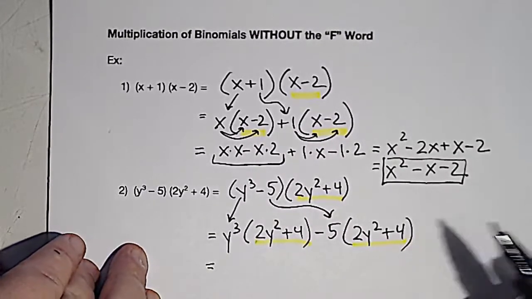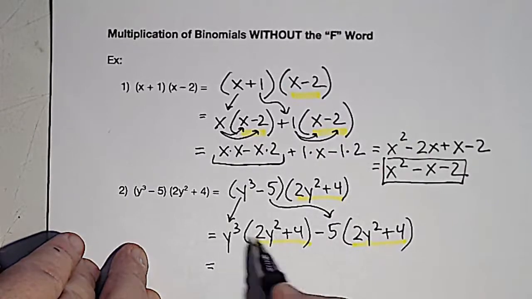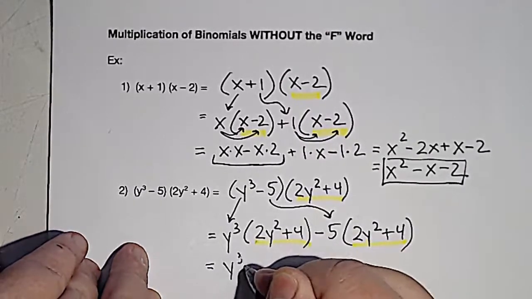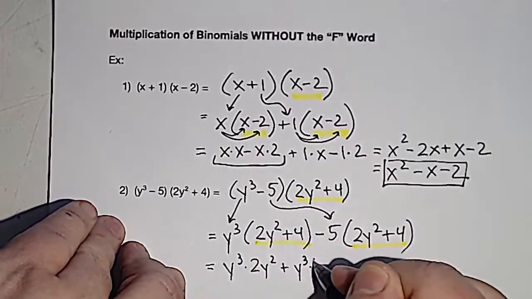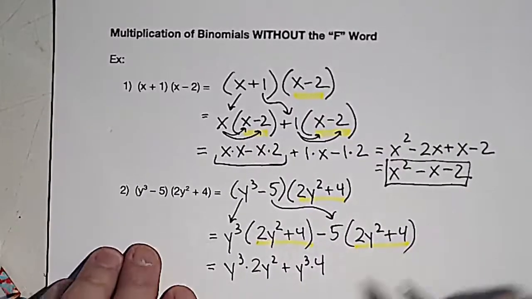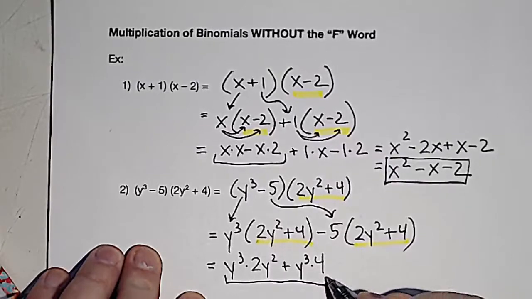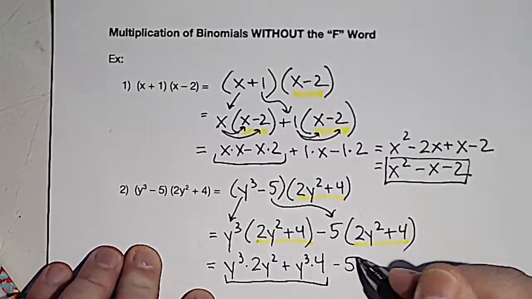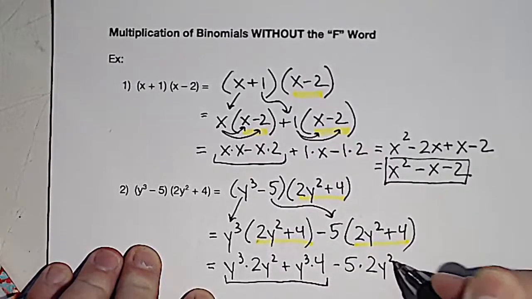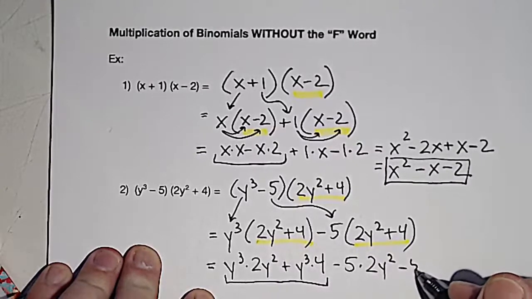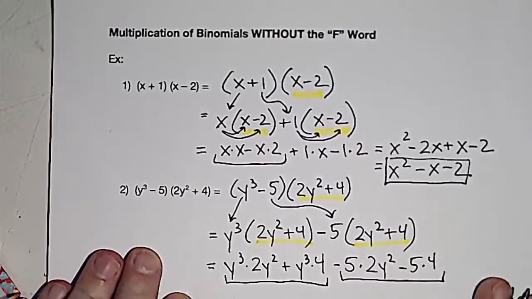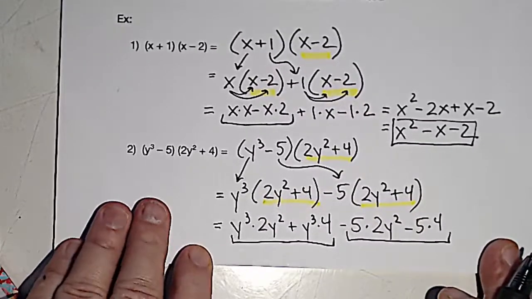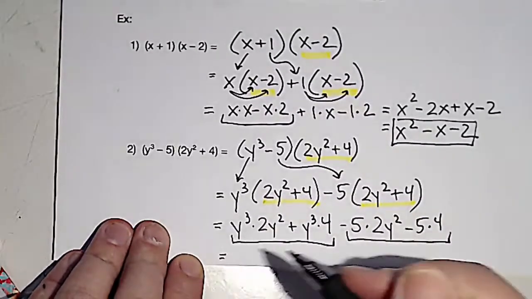Again, I'm going to use the distributive property now. Y cubed goes through. Y cubed times 2y squared plus y cubed times 4. Okay, so that's the first two terms. Minus 5 times 2y squared minus 5 times 4. That's the second two. And I have just a teensy bit of paper, as is my usual pattern.